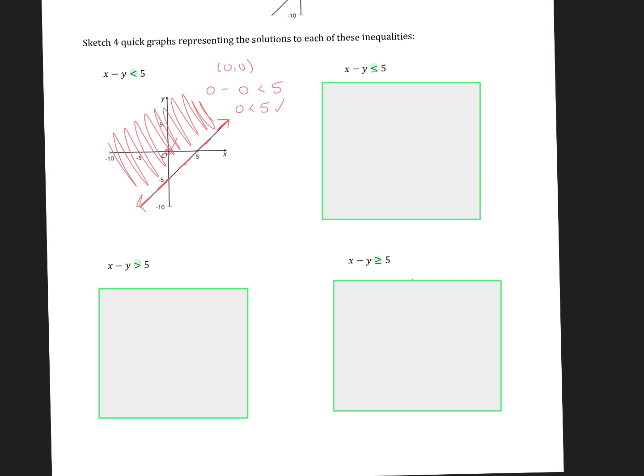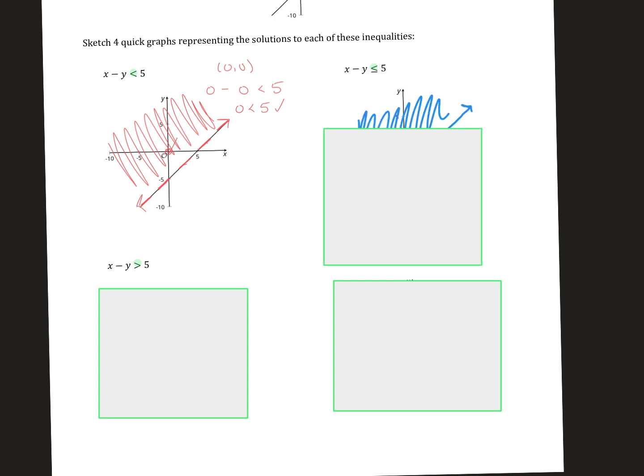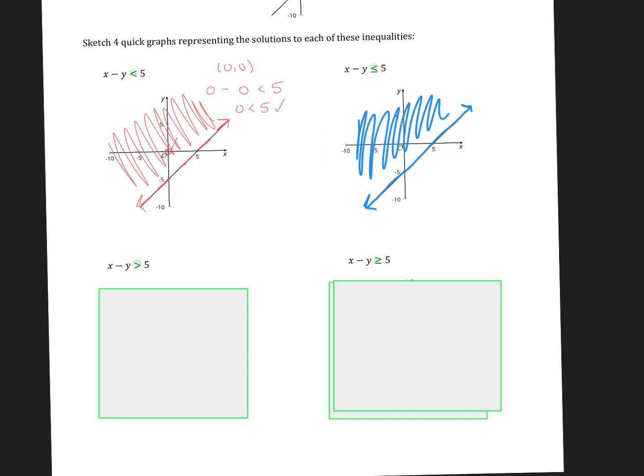All right, for these last 3 graphs, top right graph, you should have a solid line because it's less than or equal to. And no matter what point you checked, you should be shading above the line, the part that I've got shaded in there.